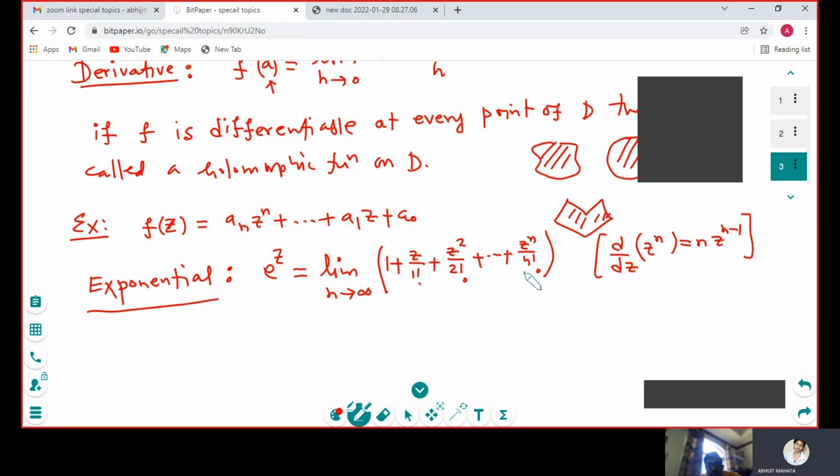Just calculate the sum. For example, if you want to calculate e to the power i, you first calculate 1 plus i by 1 factorial plus i square by 2 factorial, up to i to the power n by n factorial. This sum you calculate, then you take n tending to infinity. Note that this limit exists for all z. So this limit we call the exponential function for complex values.